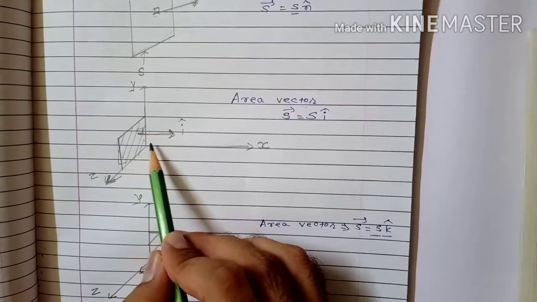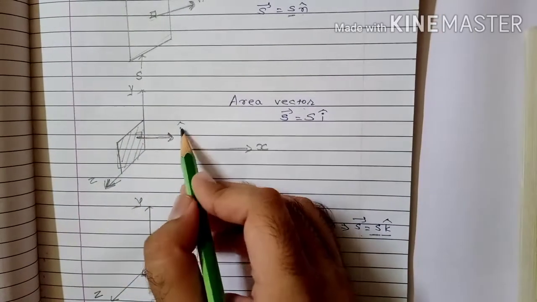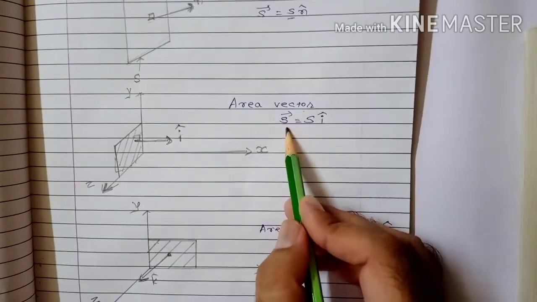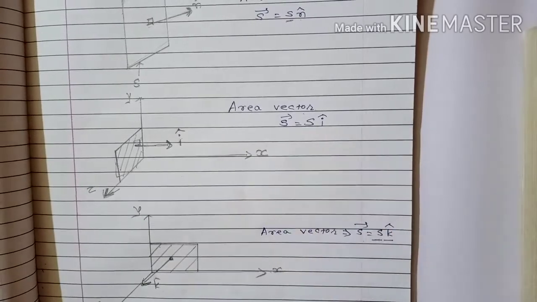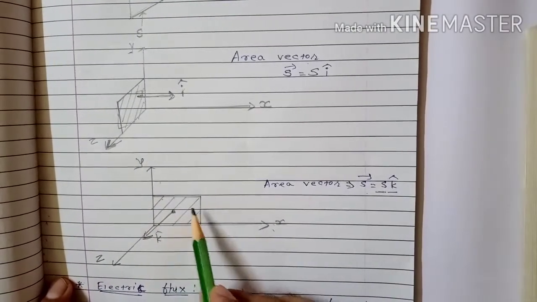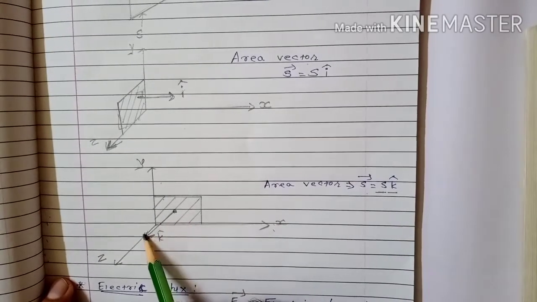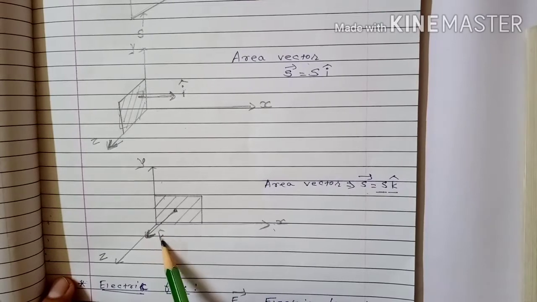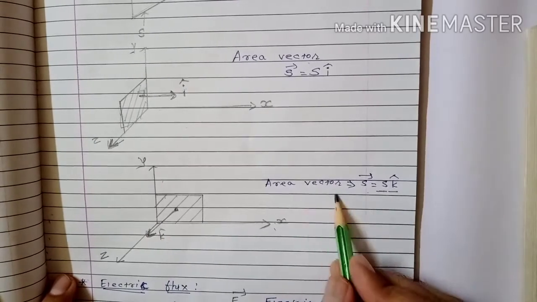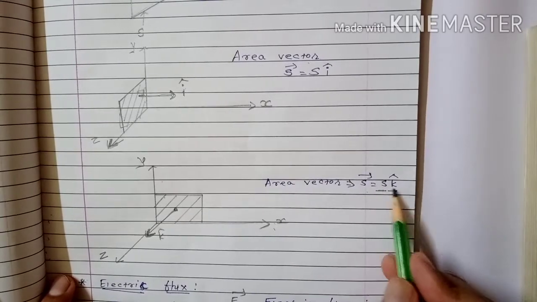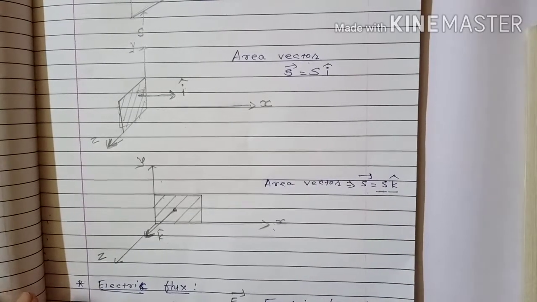perpendicular to the yz plane, that is in the x direction. Therefore, it is represented by i cap. So, the area vector can be written as S vector is equal to S i cap. If we take this surface in the xy plane, then perpendicular to the xy plane is the z direction. So, here the direction of the area vector is represented by the unit vector k cap. So, the area vector is equal to S, that is the magnitude of area, into direction, that is k cap.